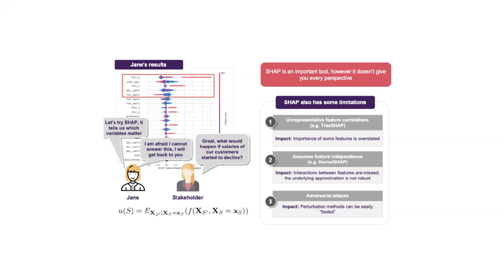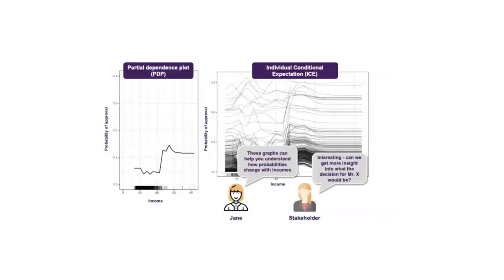So what does Jane do? To analyze how exactly the salary is an influencing factor on the overall outcome, she can consider these plots called ICE plots and partial dependence plots. If you look at the left-hand side, what this is basically telling you is the probability of approval for certain values of income. So you're looking at income on the x-axis, going from say 20,000 all the way to 80 and 100,000, and you're looking at the probability of approval for this.